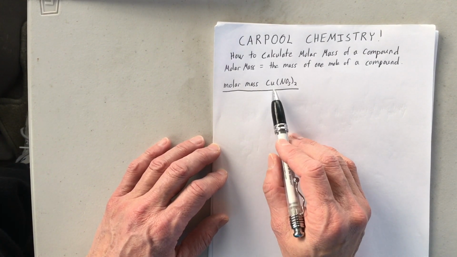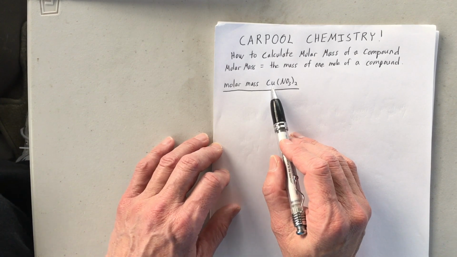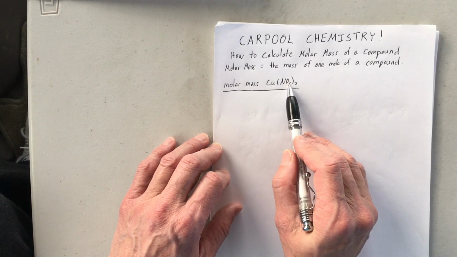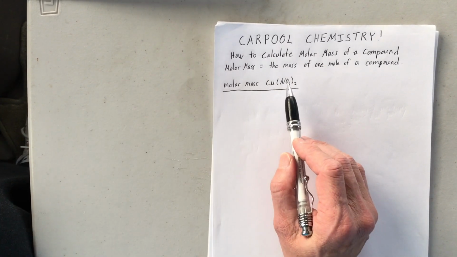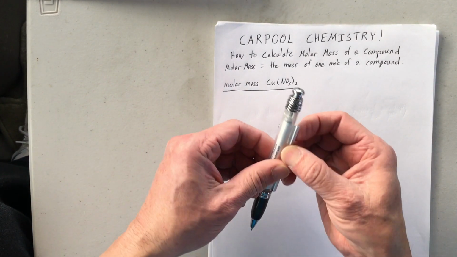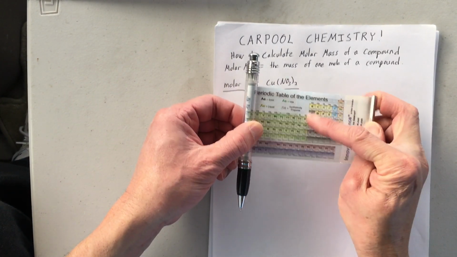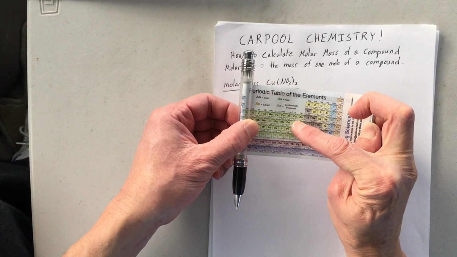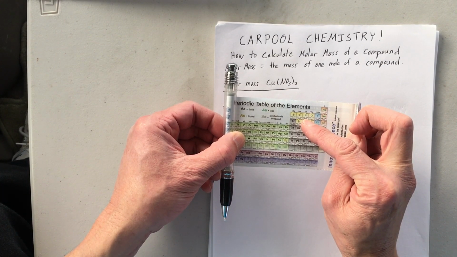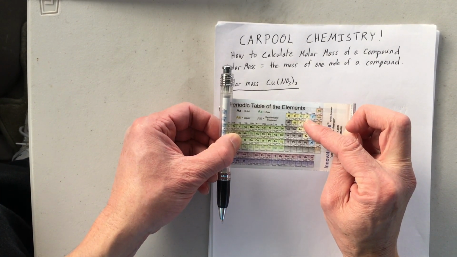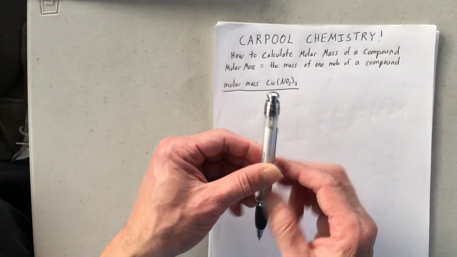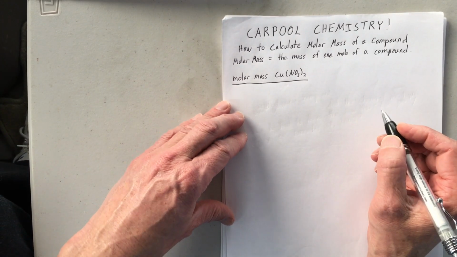As we could see, a mole of copper nitrate has 1 mole of copper, 2 moles of nitrogen, and 6 moles of oxygen. We know the mass of each mole of element from the periodic table. For example, the mass of 1 mole of copper is 63.55. The mass of 1 mole of nitrogen is 14.01, and the mass of 1 mole of oxygen is 16.00. Let's put them all together in the formula copper nitrate.